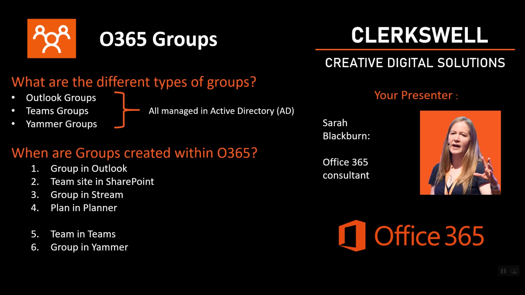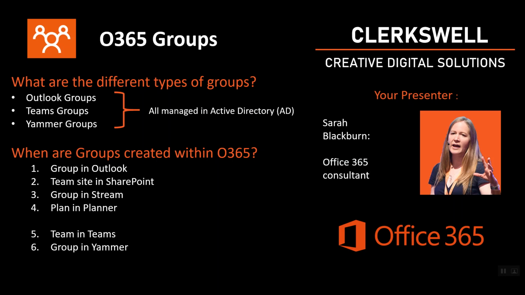So when are the groups created in Office 365? It happens in different places. If you create a group in Outlook, a team site in SharePoint, a group in Stream, or a plan in Planner, you're creating an Outlook group. If you create a team in Microsoft Teams, then that's a Teams group, or a group in Yammer, then that's a Yammer group. But all of these actions will create a Microsoft Office 365 group.